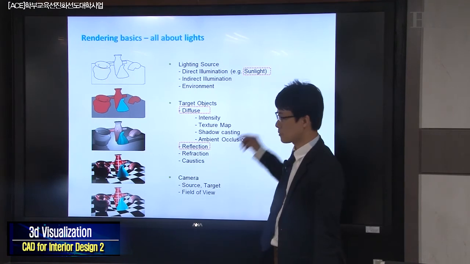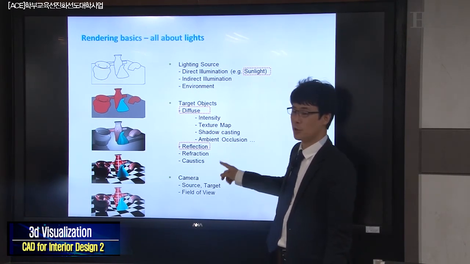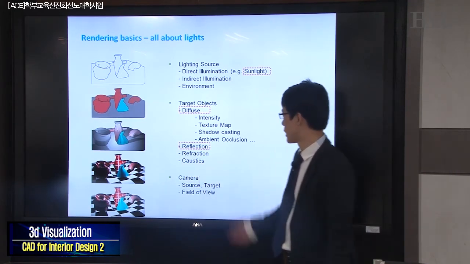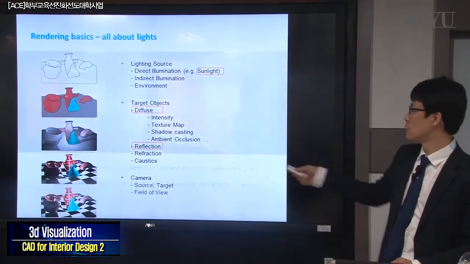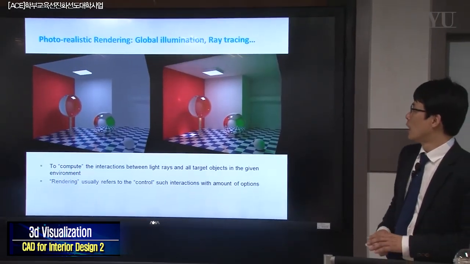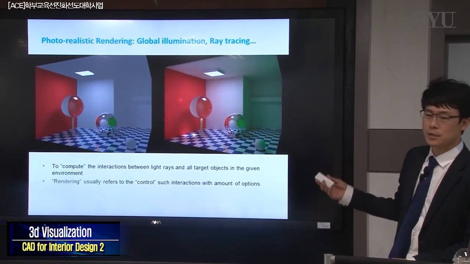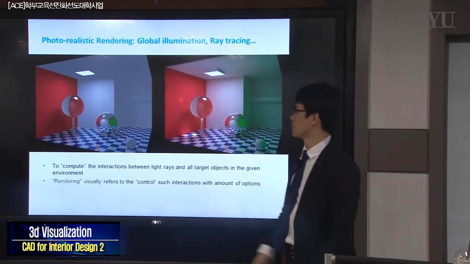Refraction, 굴절. Caustics I mentioned before, right? Camera. So those three items and some important keywords I placed. Photorealistic rendering is totally thanks to global illumination, so-called ray tracing.